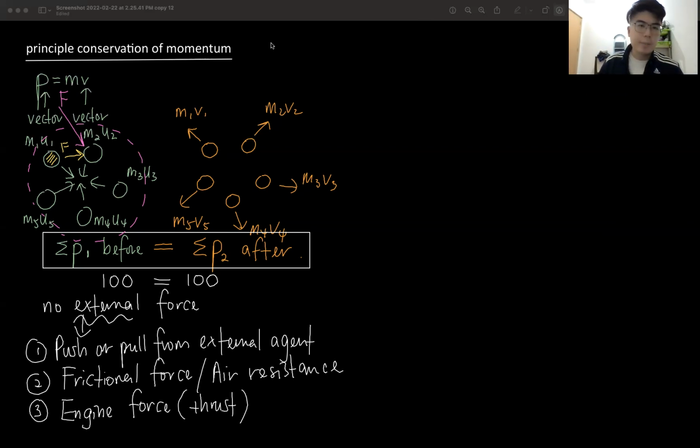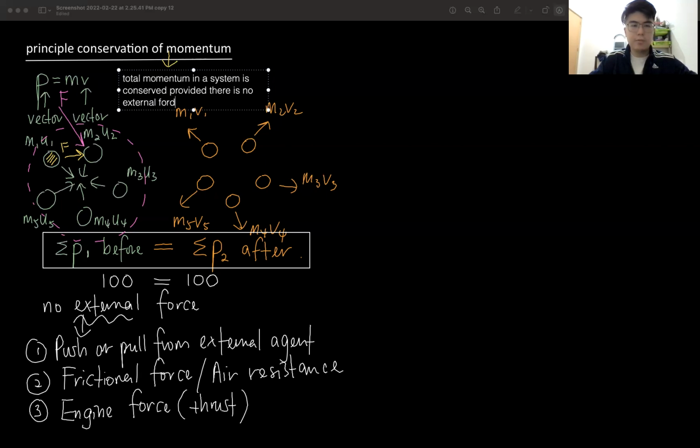Okay, yeah? Now that summarizes the principle of conservation of momentum. So what does it say again? We can put it in words: the total momentum in a system is conserved, provided there is no external force acting on the system.